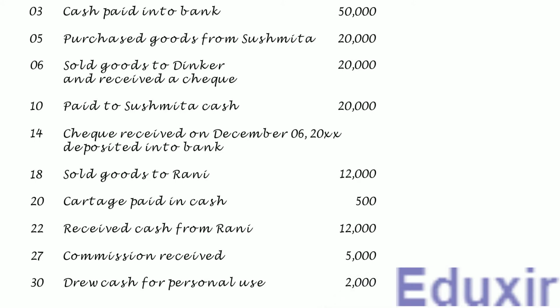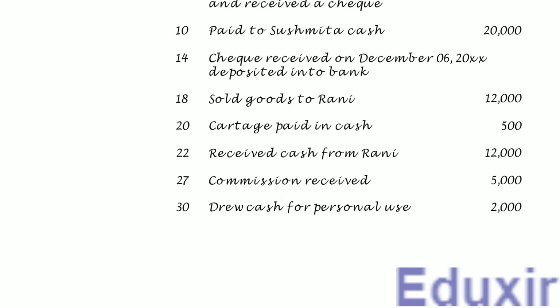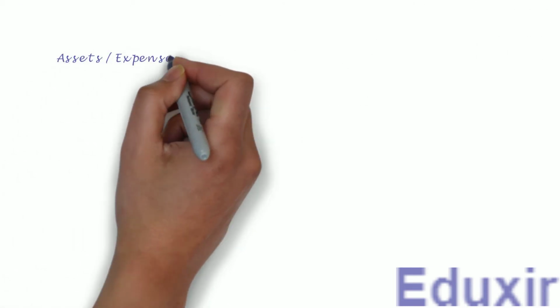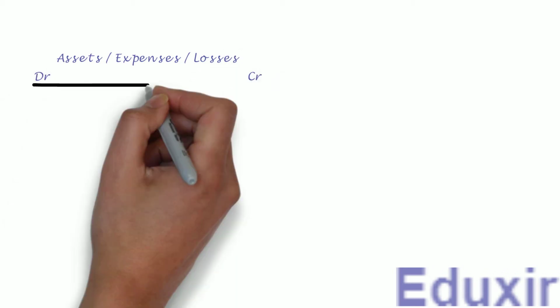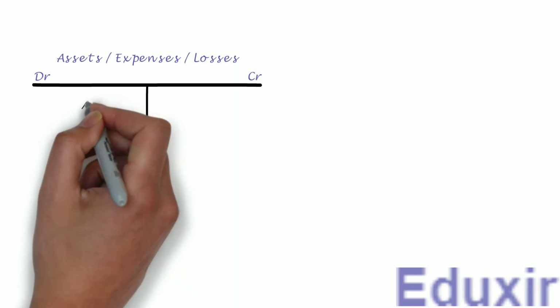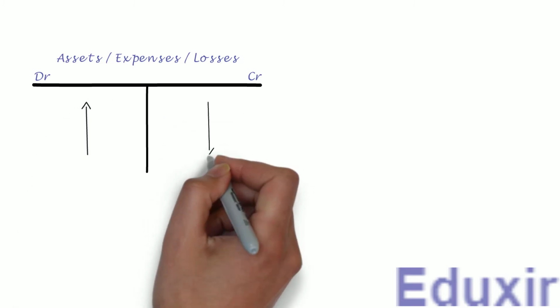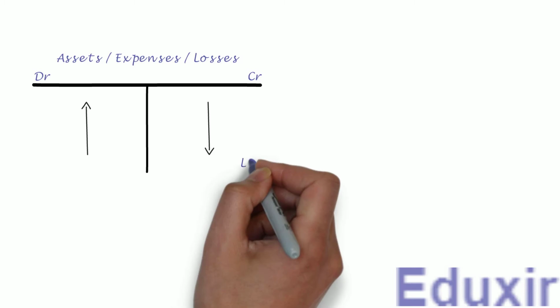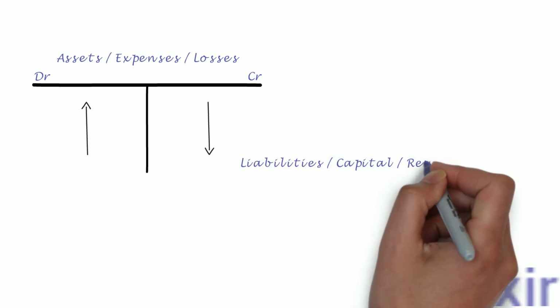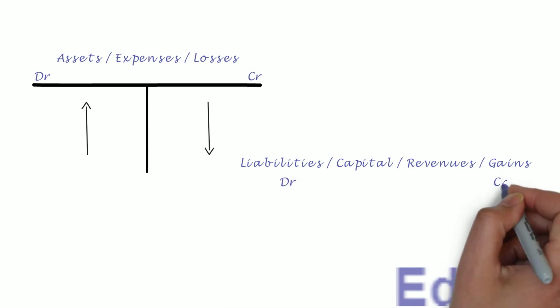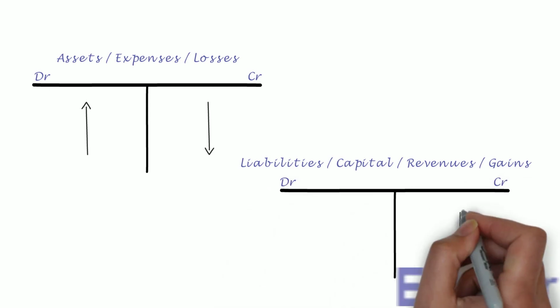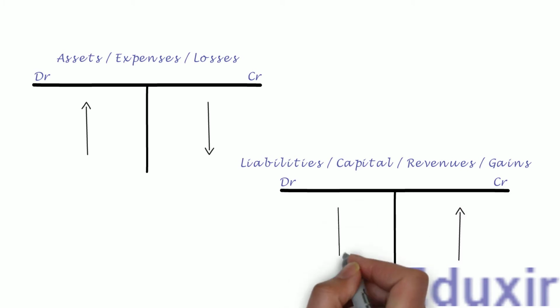Before we proceed with the recording of these transactions into the cash book, let us recap the rules used for journalizing or posting the transactions into the ledger accounts. In case of assets or expenses or losses, any increase in any of these should be debited and any decrease should be credited. Whereas in case of liabilities or capital or revenues or gains, any increase in any of these should be credited and any decrease should be debited. With these rules at our hand, let us proceed with the analysis of each of these transactions one by one.